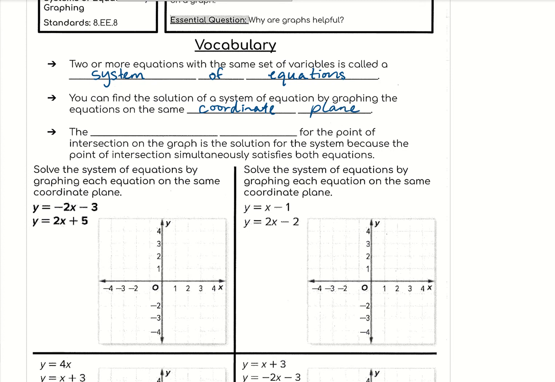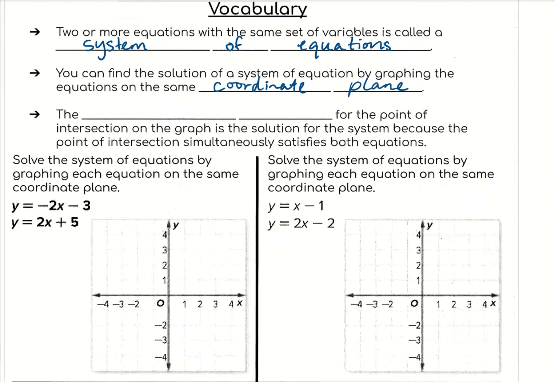All right. So if you have two equations, we can just graph them on the same coordinate plane. As we get into the examples, you'll see how that works.